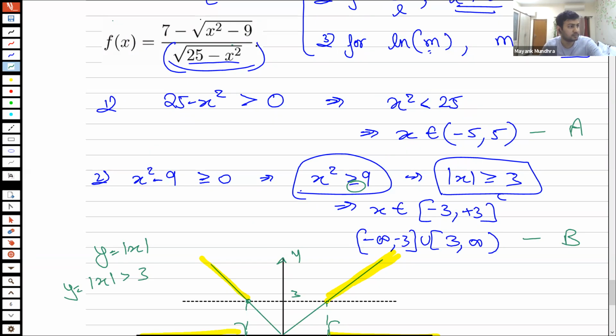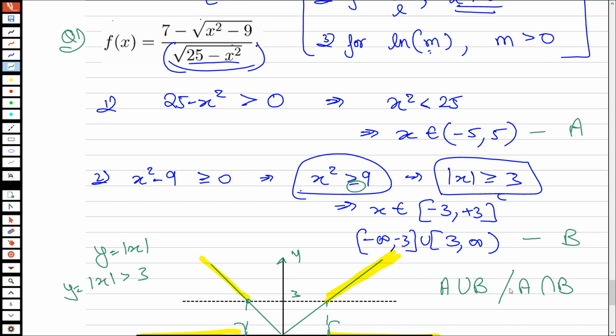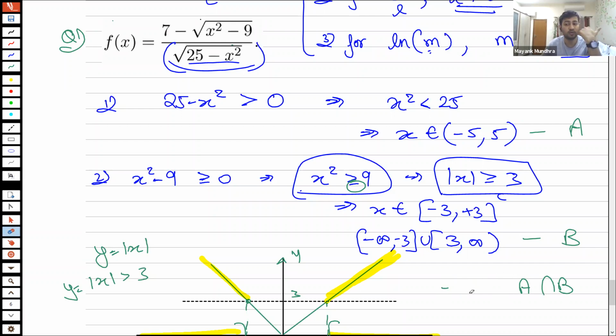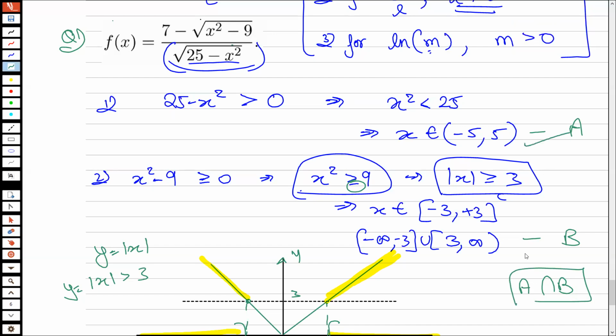Now, final answer. Let me throw this question to Ananya. Your final answer for this question, should it be A union B? Should it be A intersection B? So it will be A union B, I think, because it will include elements from both, like this set minus infinity to -3 union 3 to infinity, and from that -5 to +5. Okay, it's actually going to be A intersection B because I need both these conditions to be true. Why should it be A intersection B? Because this thing should also be true and this thing should also be true.